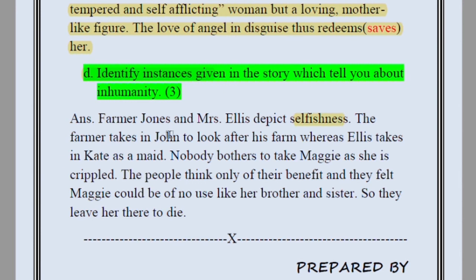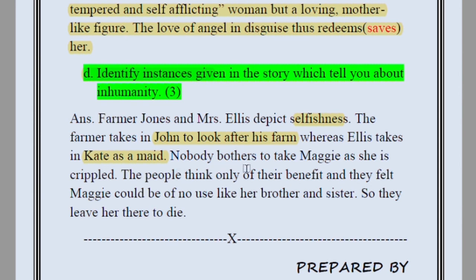Why? Because the farmer takes in John to look after his farm. He did not want to take good care of John. He took away John. Why? Because John could help him in his farming work. Whereas Alice takes in Kate as a maid, just to keep her as a servant. Nobody bothers to take Maggie as she's crippled.